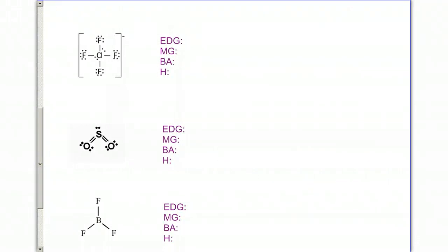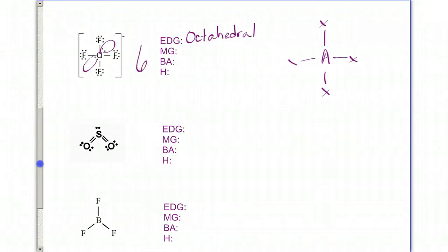ClF4 with a -1 charge has a couple of lone pairs on it. There's a pair and there's a pair. So this has a total of 6 domains, which makes the electron domain geometry octahedral. For the A's, X's, and E's, I'm going to draw it to the right. We have an A in the center. You have 4 fluorines, so those are each X's. And then we have these 2 pairs, which are my E's. So this is AX4E2.